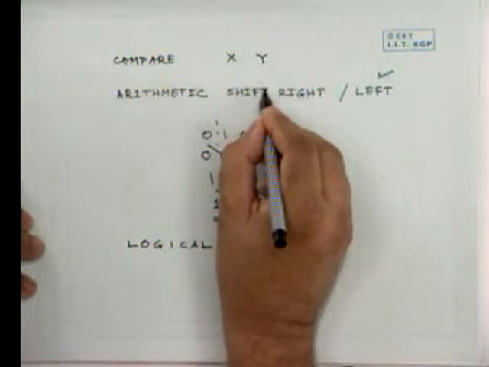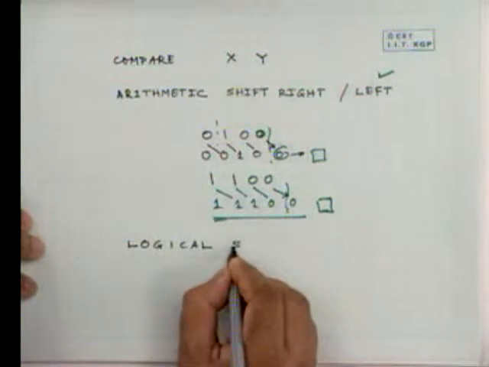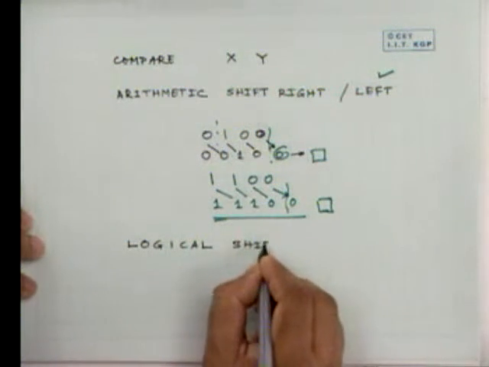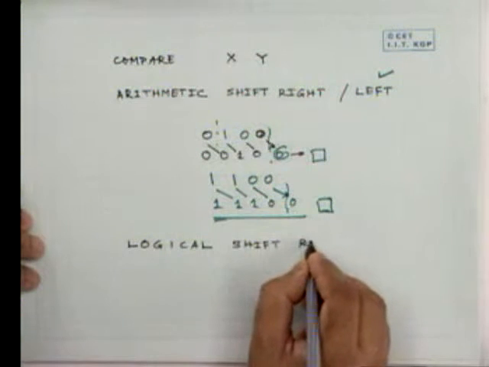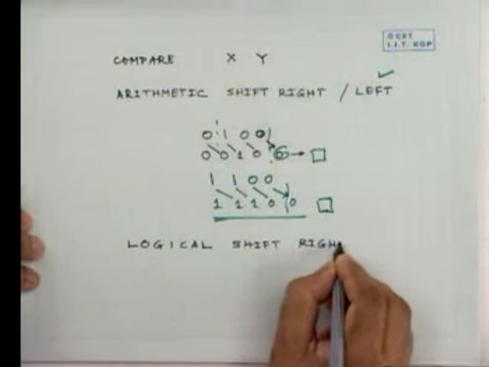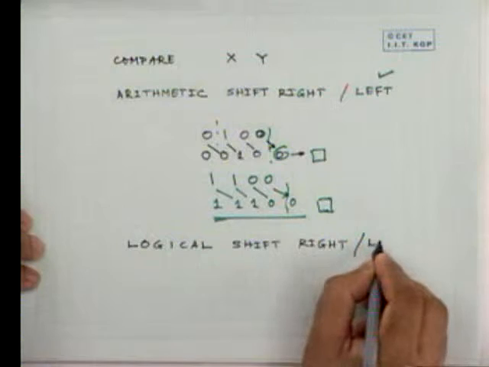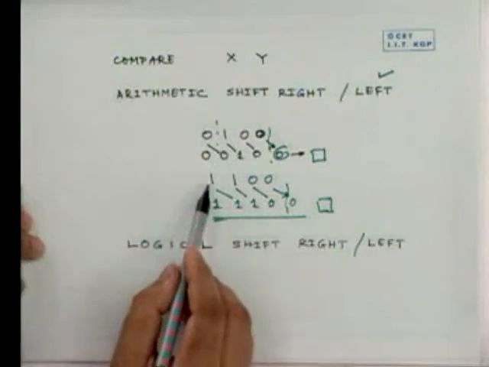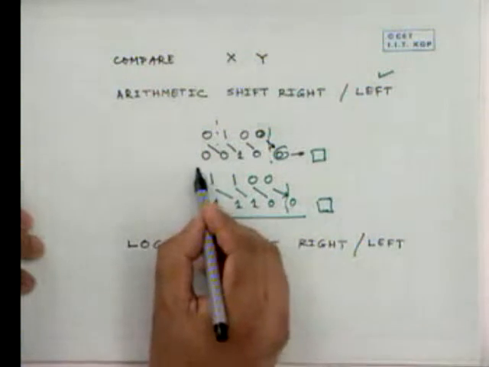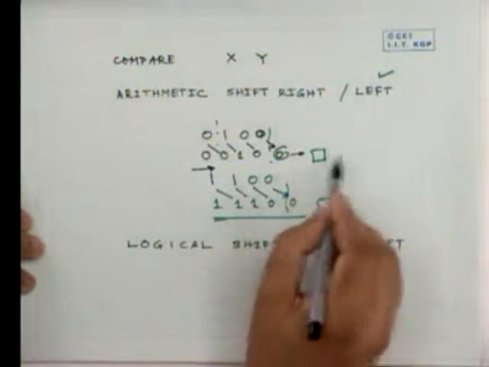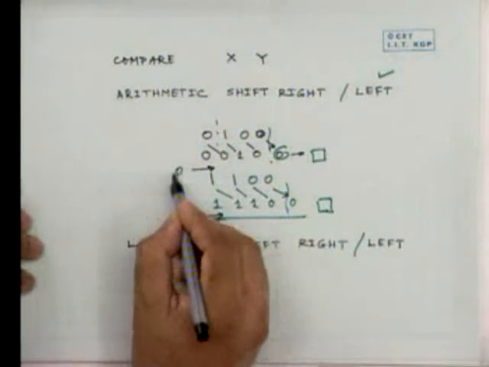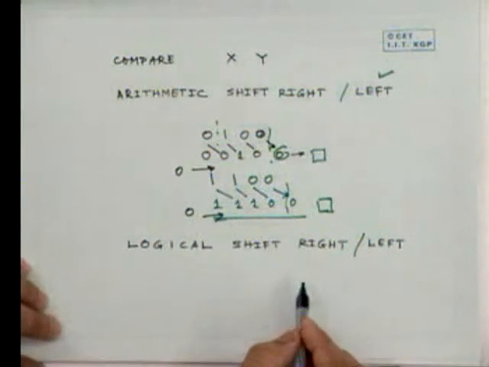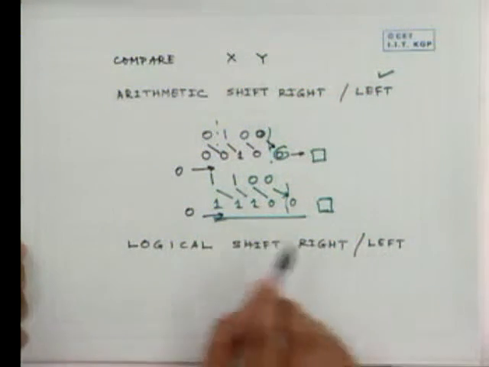Oh, this is a spelling mistake, shift. Logical shift right or logical shift left. In this case, irrespective of the sign bit, what enters into the most significant bit in the case of a right shift is zeros. Okay, we call this a logical shift right or logical shift left.